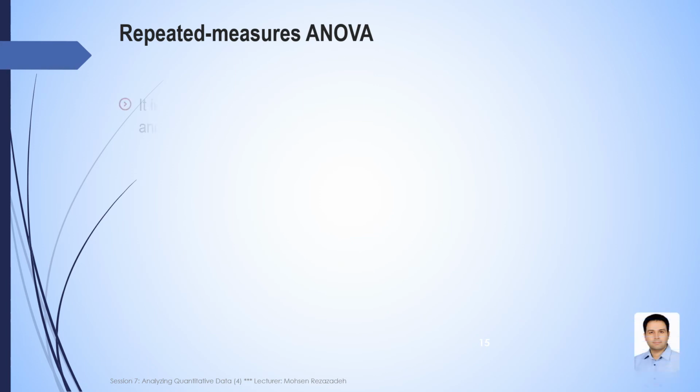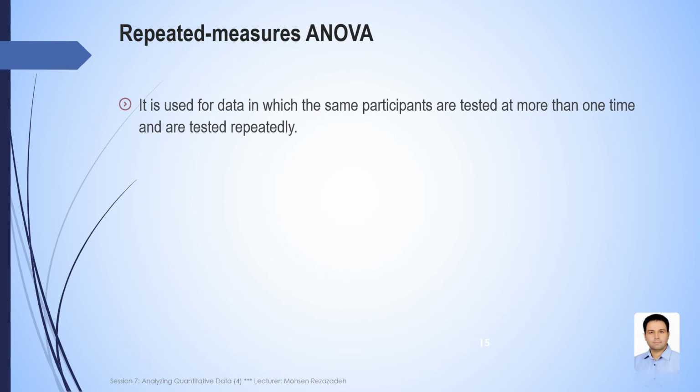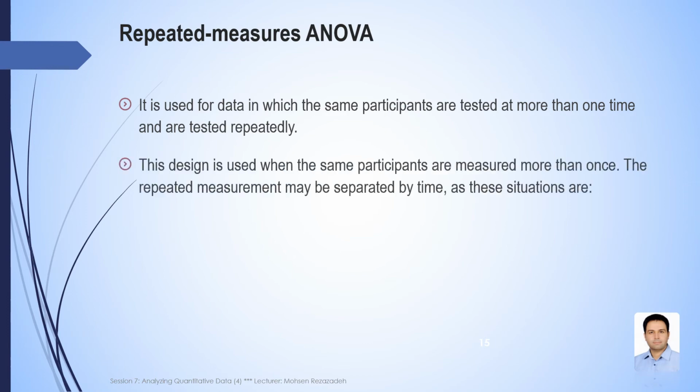Repeated measures ANOVA. This test is used for data in which the same participants are tested at more than one time and are tested repeatedly. In fact, repeated measures ANOVA is like a paired samples t-test, but when we have more than two sets of scores. This design is used when the same participants are measured more than once.